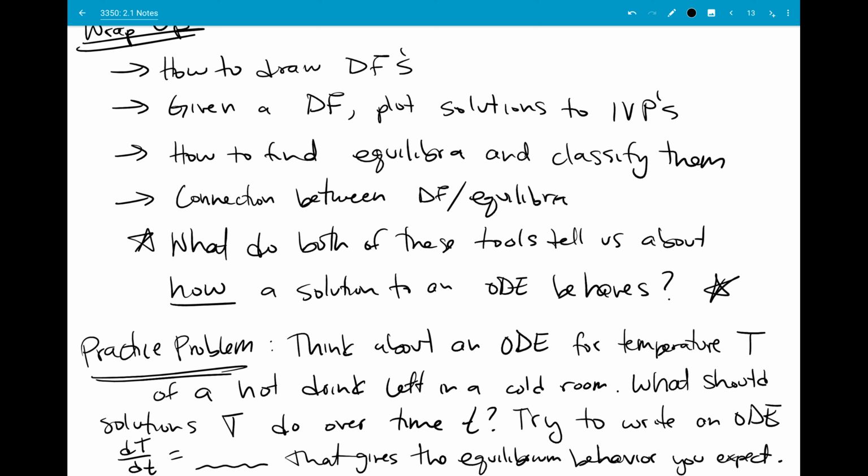So I'm going to say that one more time in case it was unclear. I want you to think about modeling or writing a differential equation for temperature of a hot drink left in a cold room. You know what that behavior should be. It should cool down. And then just write a differential equation, dT over dt, that when you try to solve for the equilibrium values, it gives you the behavior you expect. There's more than one solution to this. It's okay. Just make your best attempt and really interact with the idea of what an equilibrium is. So work on that. Be ready to talk about it at the start of class, and I'll see you all then.